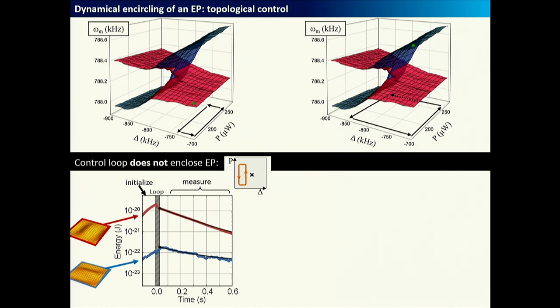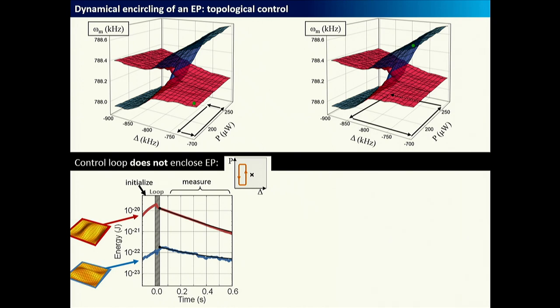At the start of the experiment, we drive this mode to a large amplitude. Here it is being driven to a large amplitude. And then during this gray period, which I think is 20 milliseconds in these experiments, we carry out this loop. The drive is off, the system is just ringing down, but we do this loop. And then what we want to know is, at the end of this loop, where is the energy? And in this case, the energy is in the mode that it started in.